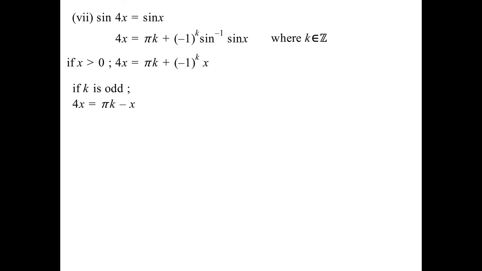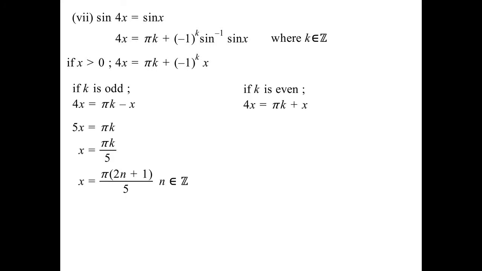Right, so there's two things I have to consider here. I've considered it's positive, but now I have to consider whether k is odd or even, because that'll change whether the minus 1 is minus or plus. So it's positive. Now we're considering it's odd. So 4x is pi k minus x, and we go and solve that one. If it's even, I get pi k plus x. That gets me that one. All right, that's if it's positive.